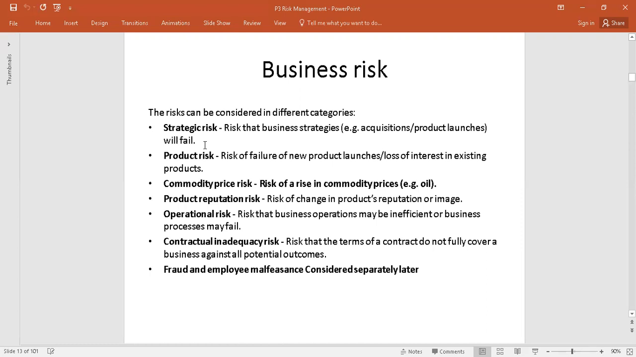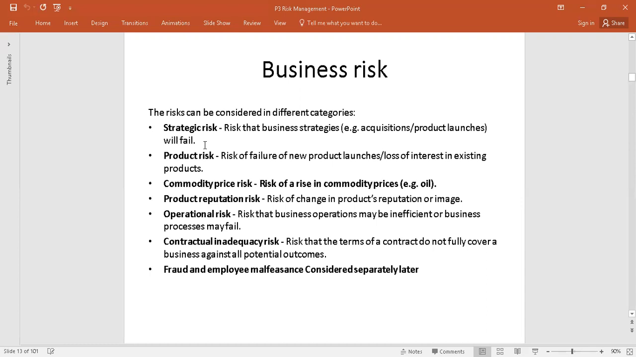So sometimes we see for certain products, the image of the product gets affected. It could be based on some assumptions, some rumors, some false reports or news that come into the market and are spread out, and then the reputation gets affected. That is product reputation risk.